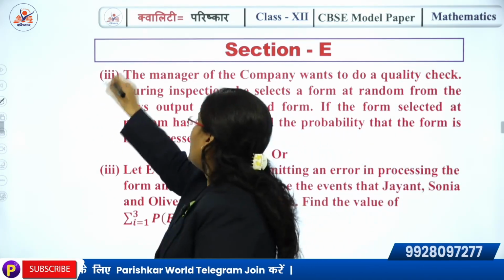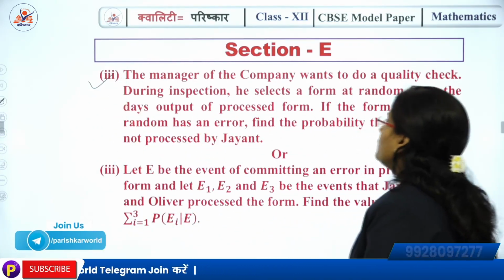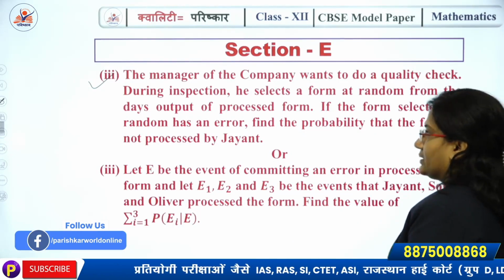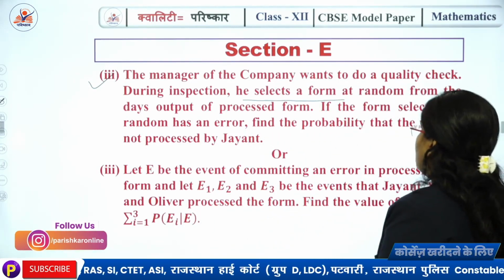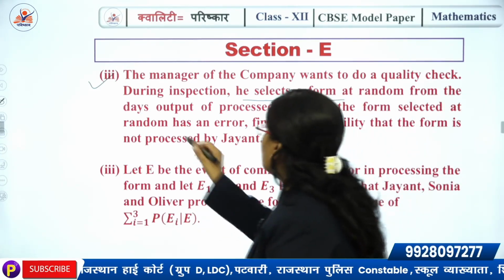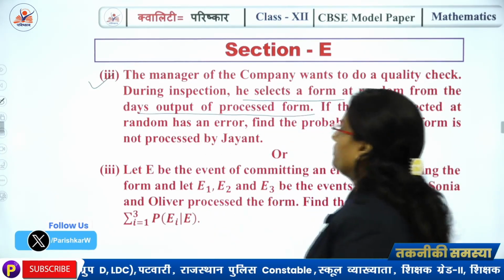Third sub-part is the manager of the company wants to do a quality check. During inspection, he selects a form at random from the day's output of processed form.